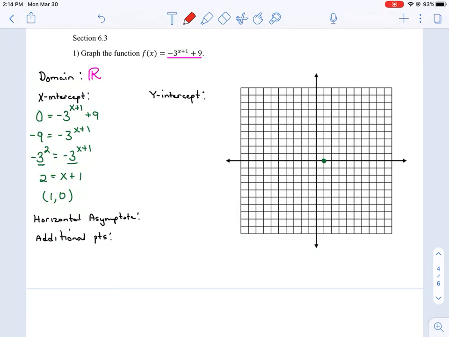Next, we're going to find the y-intercept, and the y-intercept is the coordinate where x is equal to 0. So we're going to substitute 0 in for x, like such, and solve this expression. So there's the y-intercept. The y-intercept is 0, 6.